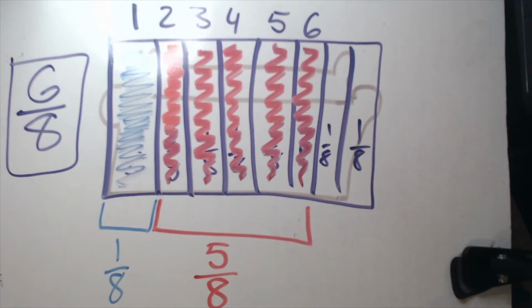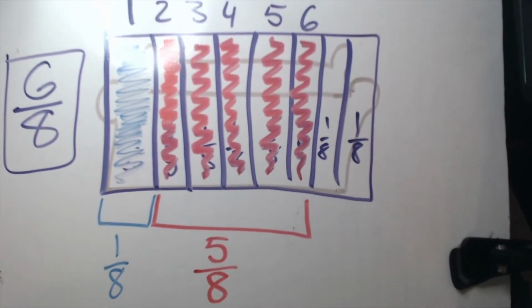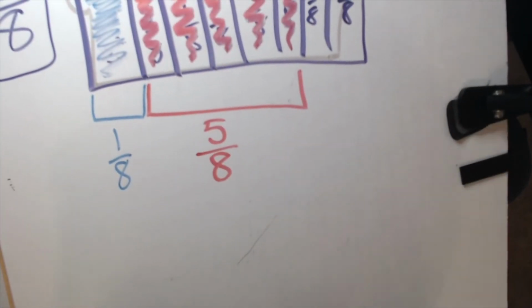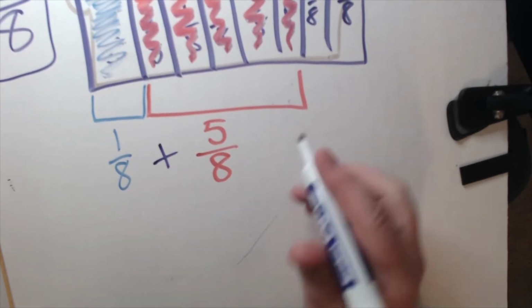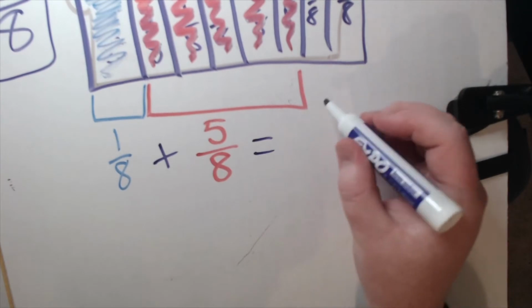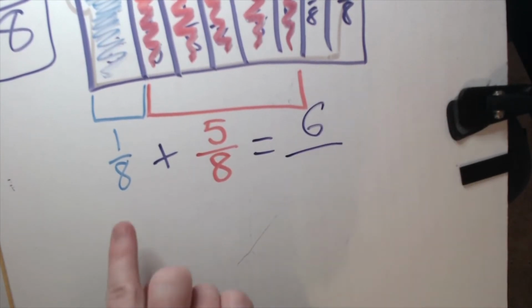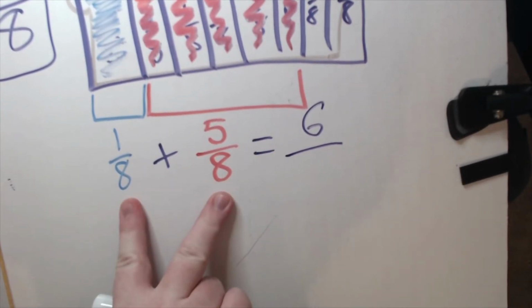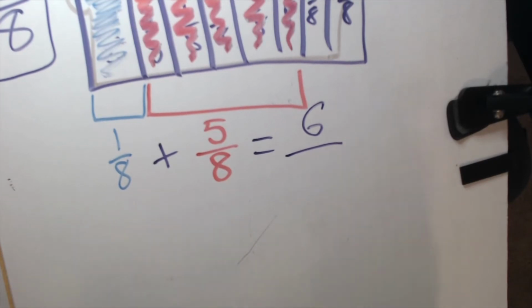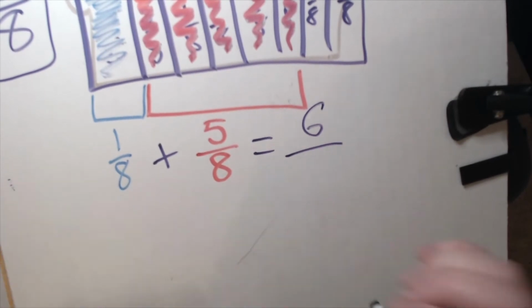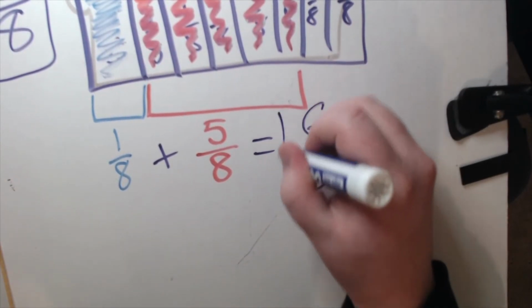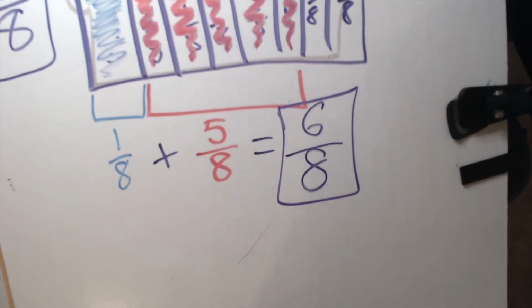However, we could do this a different way. We could look at this and be like, well, I know that we used 1/8 for snack and that we used 5/8 for lunch. If we add those together, 1 plus 5 is 6. Once again, remember, we never add denominators. Okay, we can add numbers that have common denominators, but we only add the numerator, never the denominator. So our denominator is 8, and we would get 6/8.